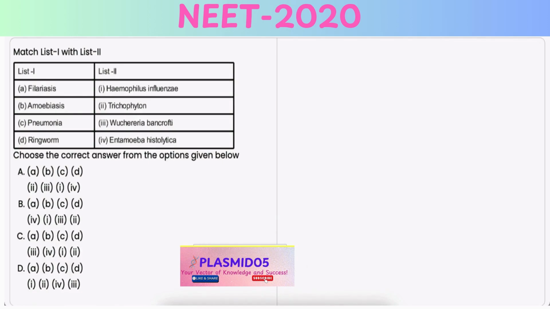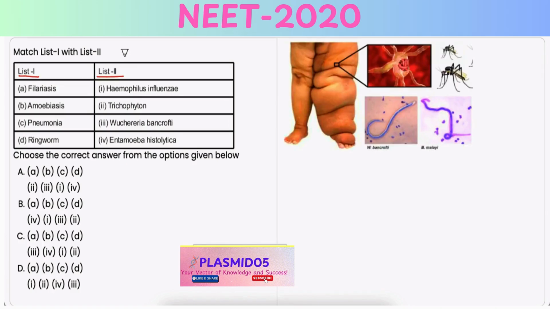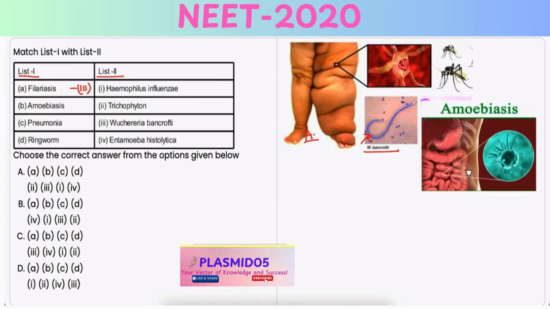In this question, you have to match the diseases given in list 1 to the respective causative agent given in list 2. A, filariasis arises from infection by Wuchereria bancrofti, a nematode worm. Thus, A matches with B. Now, amoebiasis or amoebic dysentery results from Entamoeba histolytica, a protozoan parasite affecting the human large intestine. Thus, B matches with 4.